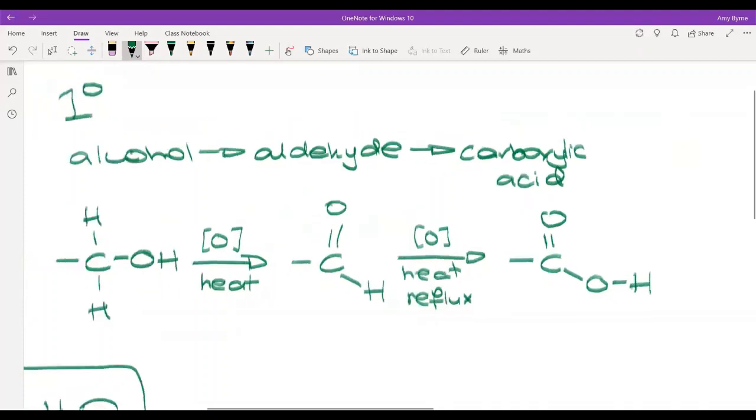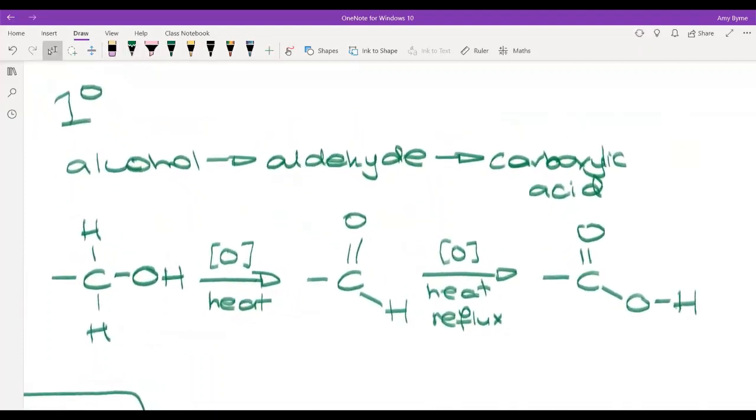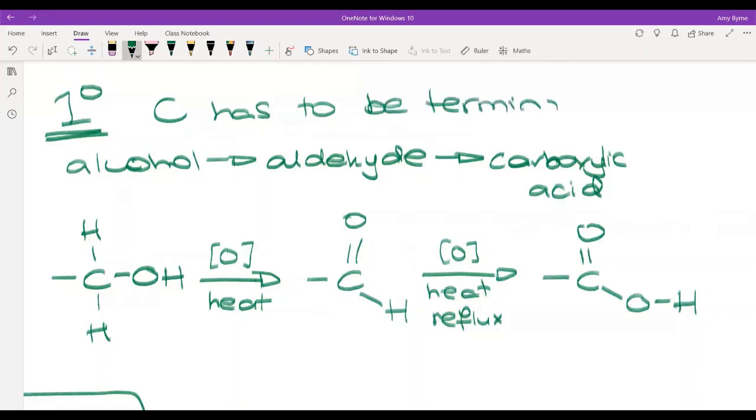In order for me to form an aldehyde or a carboxylic acid, it has to be this primary. My carbon has to be a terminal carbon. When I say terminal, I mean at the end. So, for example, this is the process that happens with ethanol. This is how we make red wine vinegar, white wine vinegar, apple cider vinegar. You're seeing the oxidation of that alcohol over time.